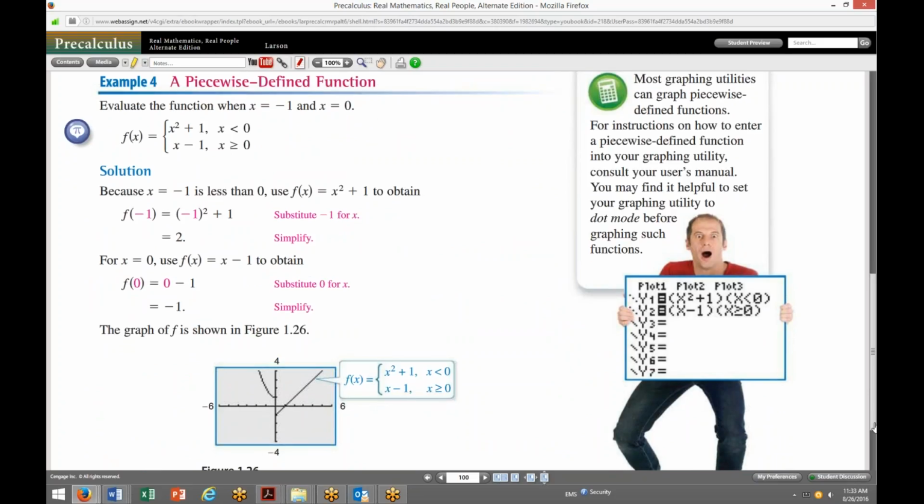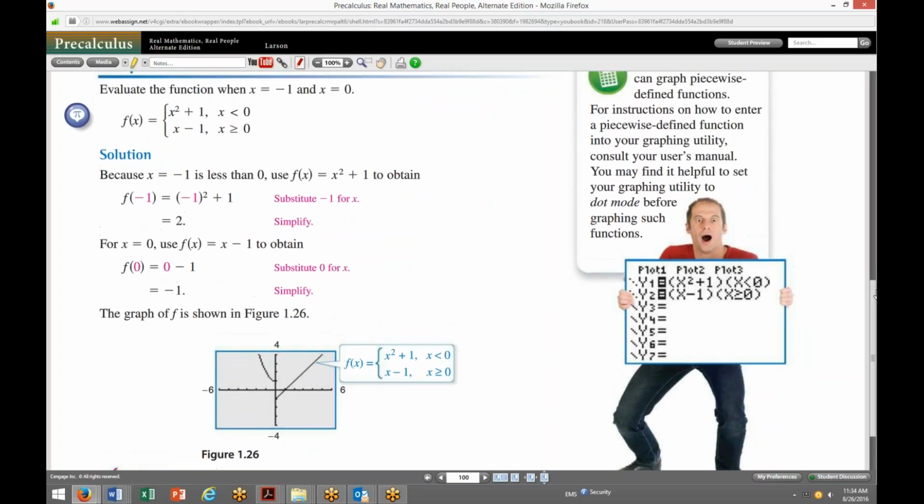Here's another example of a piecewise defined function. f of x is equal to either x squared plus 1 when x is less than 0, or x minus 1 if x is greater than or equal to 0. And when you graph that, class, you get this funny looking graph down below here. This graph right here is actually the graph of that function.